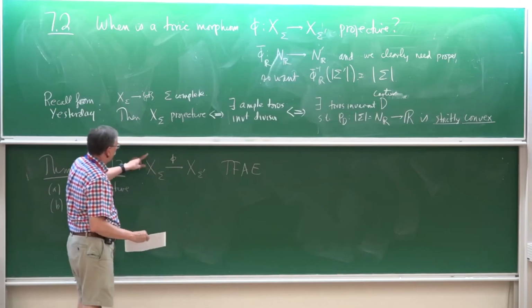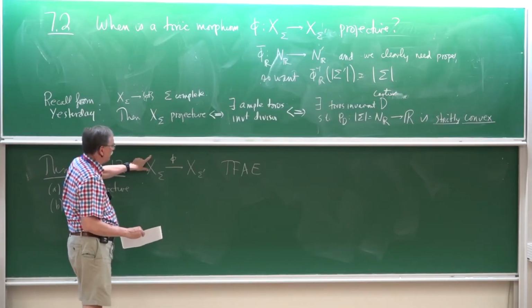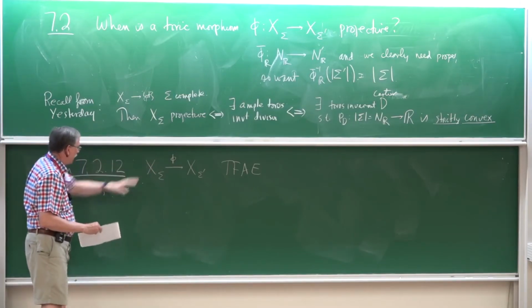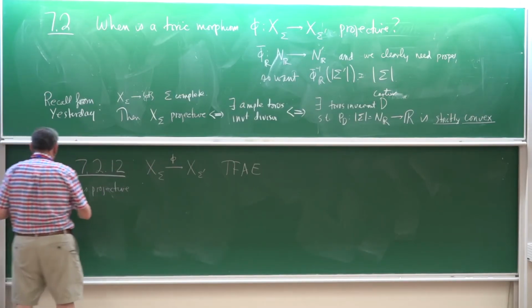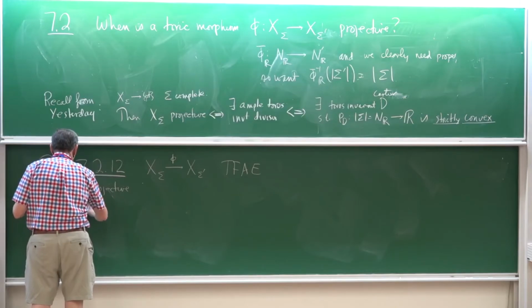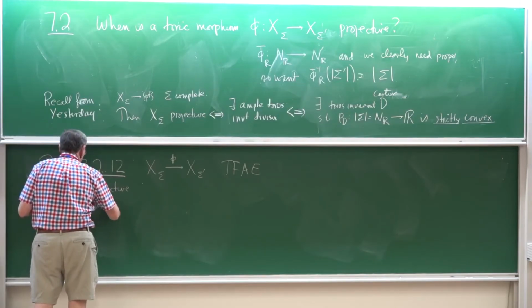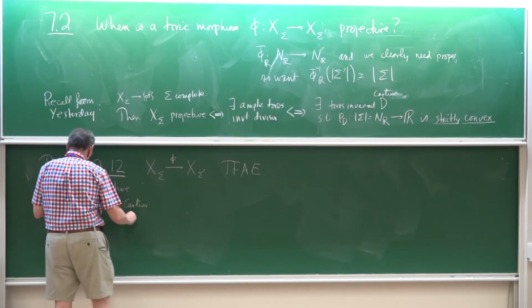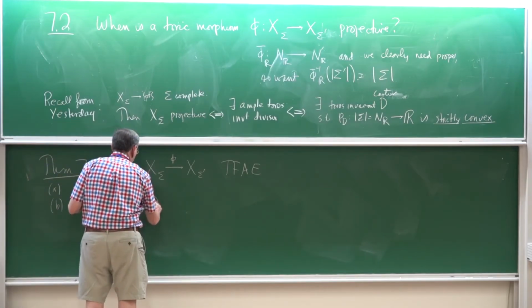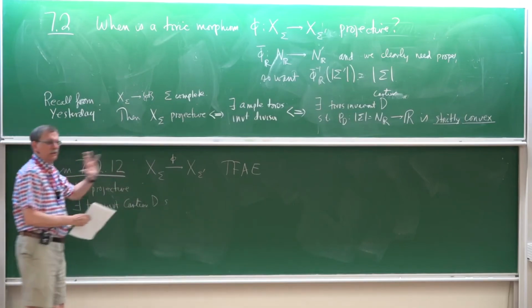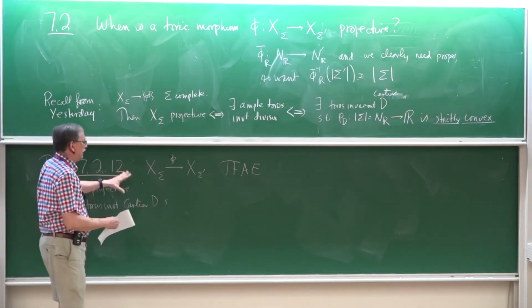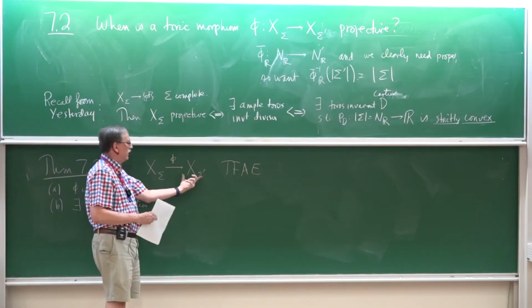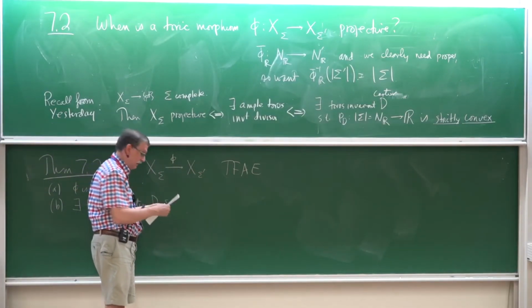Actually, I take it back. There was a global object here that all these local embeddings came from, sections of an object here. And so there exists a torus invariant Cartier divisor D. So that's the global object. And then it has to give the right behavior locally. And of course, in this case, locally means on the affine open subsets here.